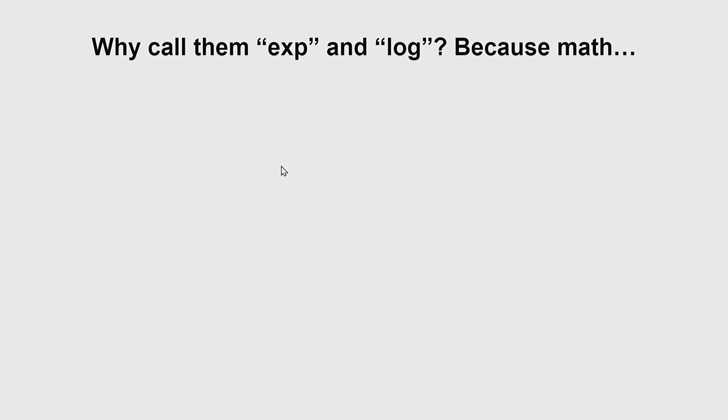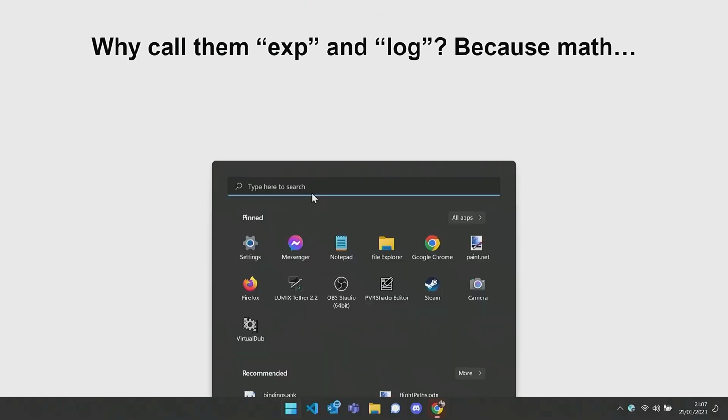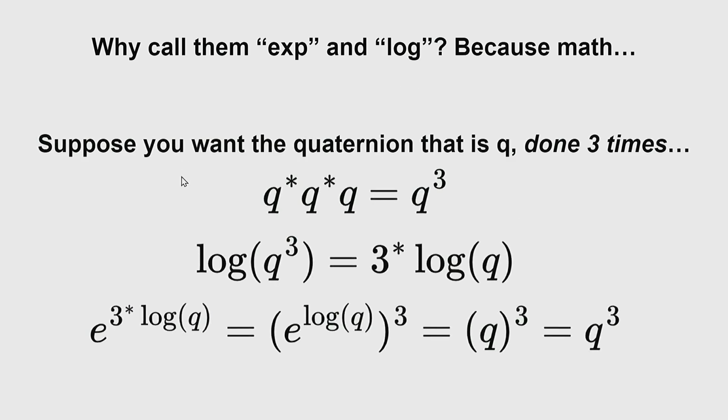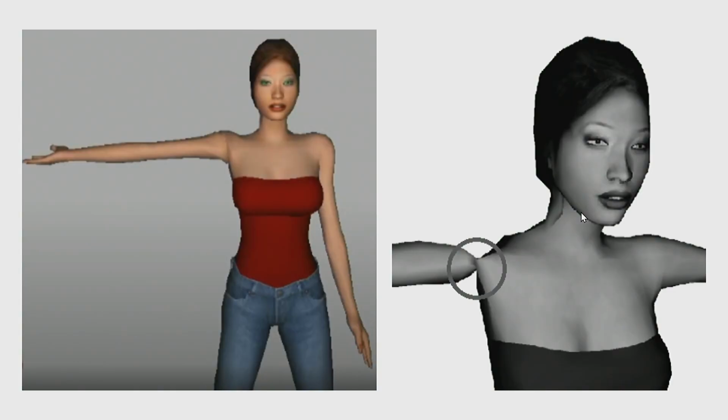Why do they get called exponential and logarithm? Yeah, I don't have time to go through this. Because math. If you want the quaternion that's q done 3 times, then you're kind of raising it to a power, and that's a little bit like raising a number to a power. And so the idea of logarithm and exponential from numbers generalizes fine to this situation. Algebraically, I mean, I find it hard to think about this geometrically. But yes, that's exponential and logarithm.